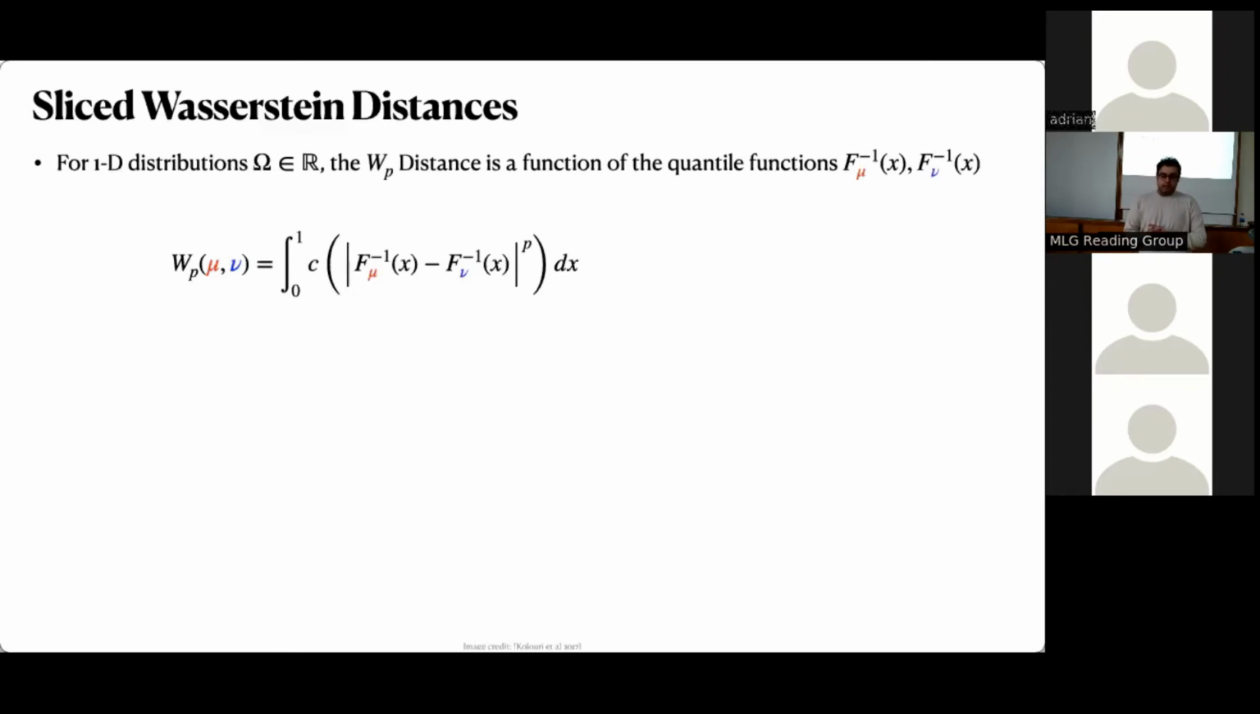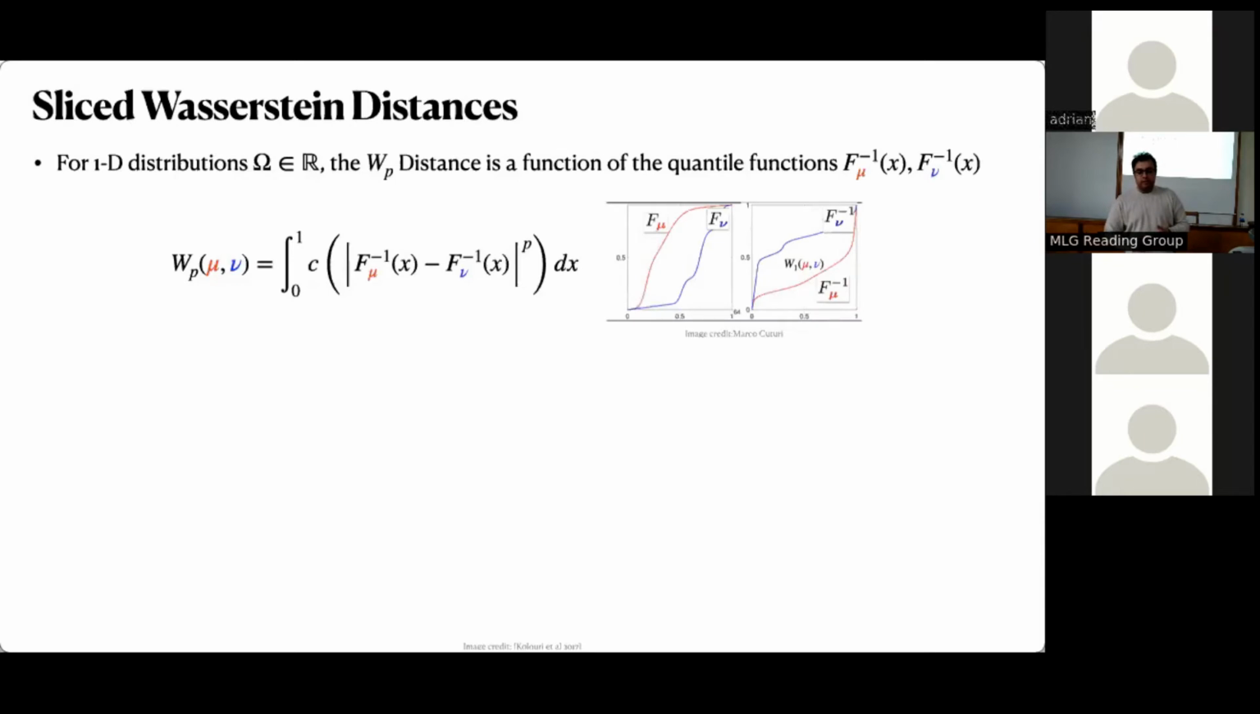And they rely on this property that if you're in one dimension, so if you're comparing measures of singular dimensions, the Wasserstein P distance between these two one-dimensional distributions is just a function of the inverse of the cumulative distribution. So it's a function of F inverse mu and F inverse nu. And the integral would basically look something like that. And there is a proof to this, but it doesn't really matter what the exact form of the integral looks like.